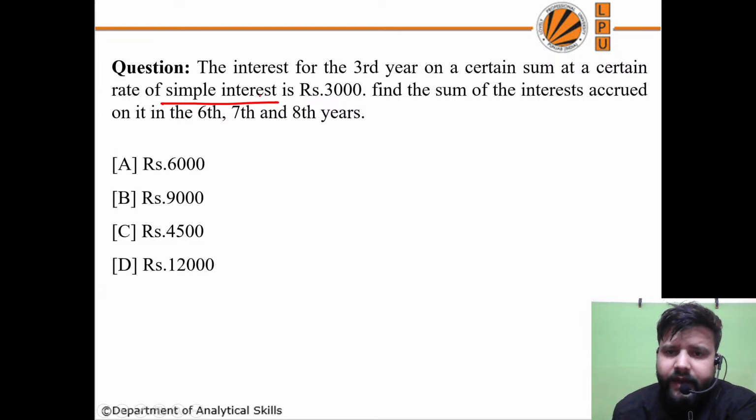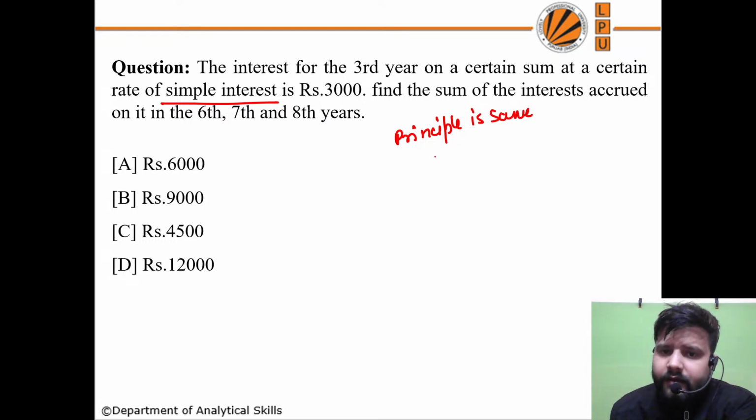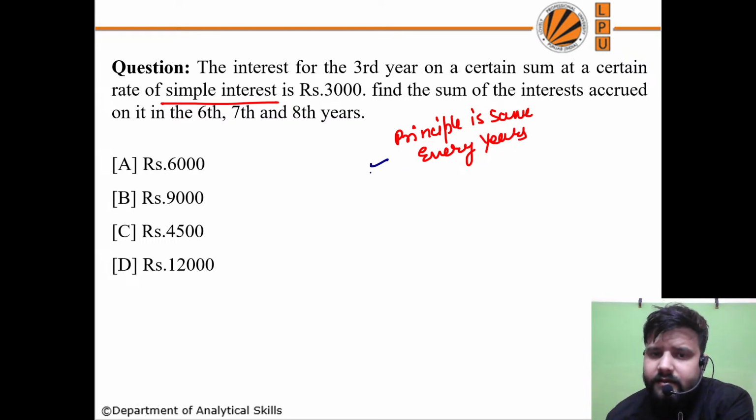Second thing is, we know that in simple interest we have a formula, but the formula won't work here because the direct values are not given. And the second thing we know is that principal is the same every year. So how can we apply this to solve this question?